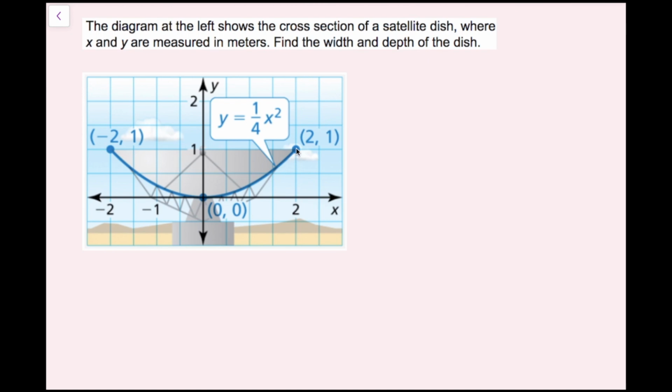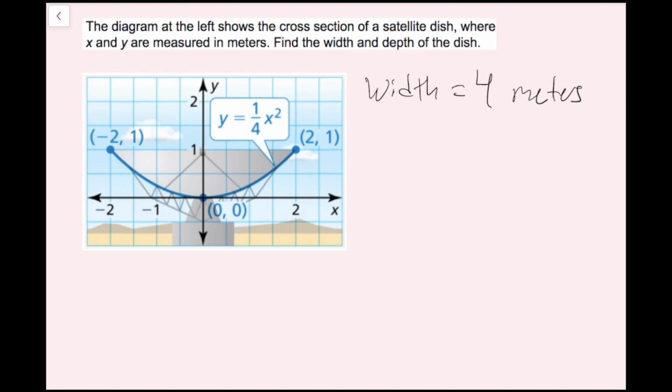Okay? Well, I know that the satellite stops at this point when x is 2 and y is 1, and this point. So the width of this is just going to be the distance between this and this. And you can easily tell that that's going to be 4 because I'm going from -2 to 2. So the width of this is going to equal 4, and it's measured in meters, so 4 meters.